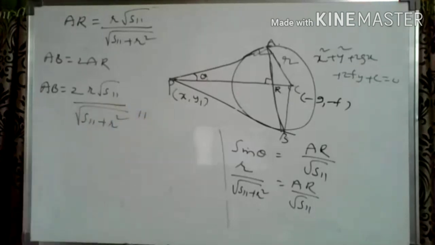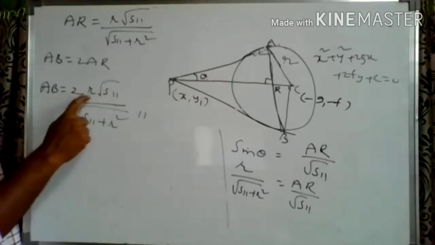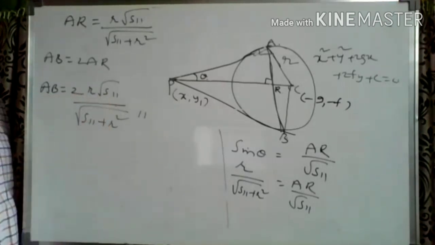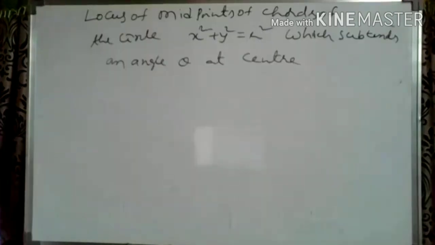This is the formula of the length of the chord of contact. AB is equal to R into root S11 by root S11 plus R.